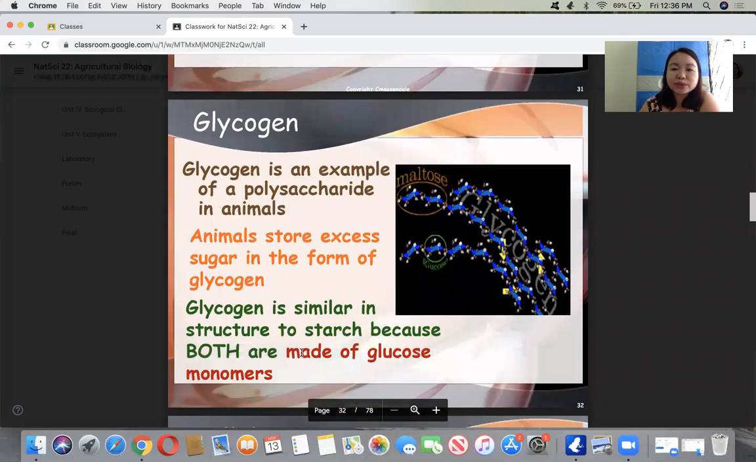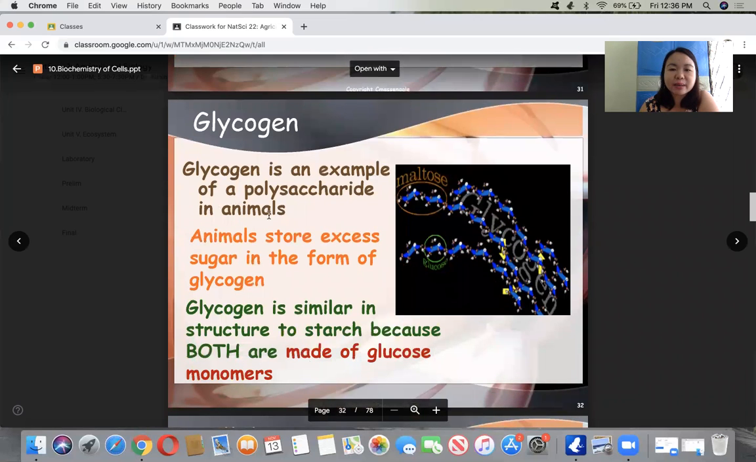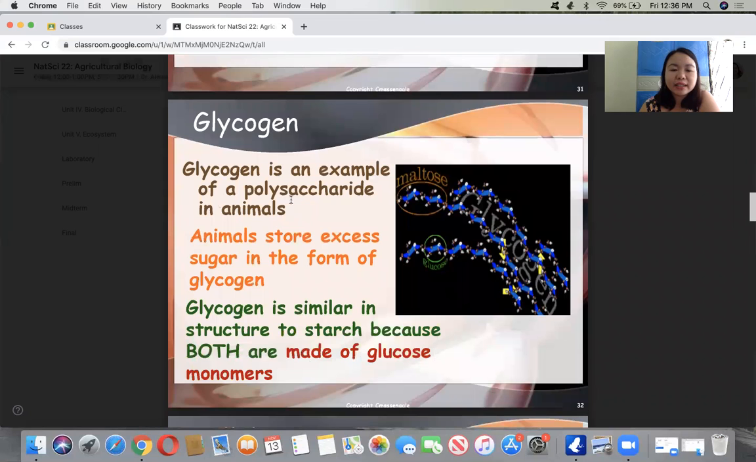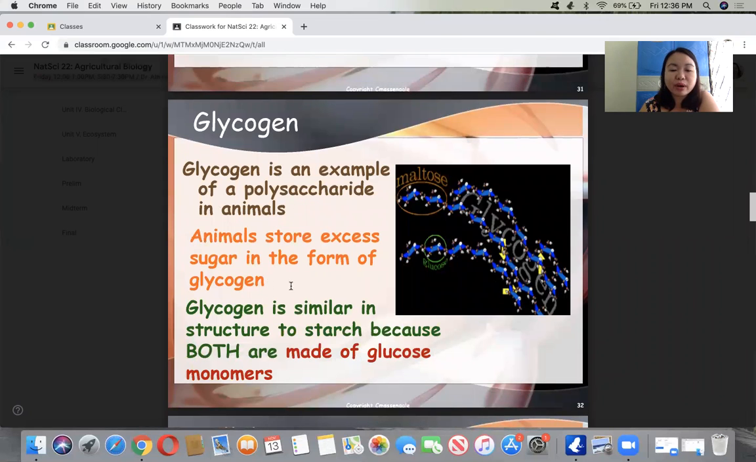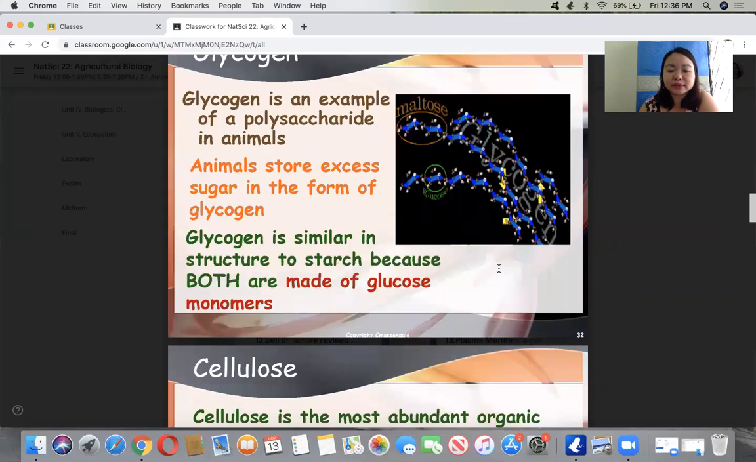So what is glycogen? Glycogen is an example of a polysaccharide in animals. Animals store excess sugar in the form of glycogen. And glycogen is similar in structure to starch because both are made up of glucose monomers.